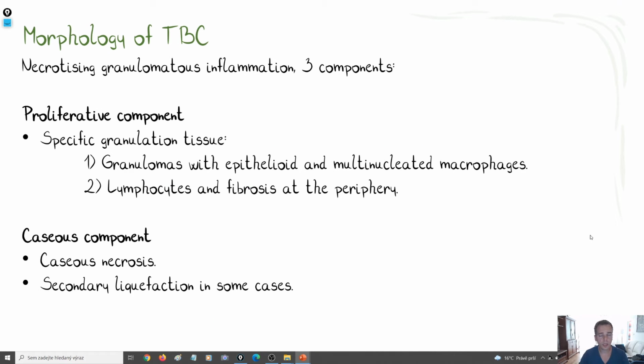And what does TBC look like? What is the morphology of TBC? As I said, it's a necrotizing granulomatous inflammation. So you will see multiple granulomas with caseous necrosis.